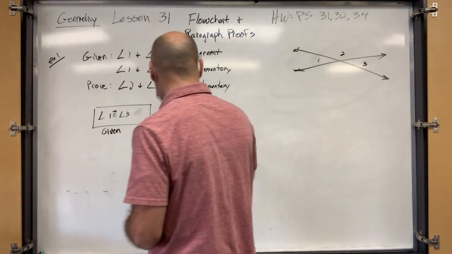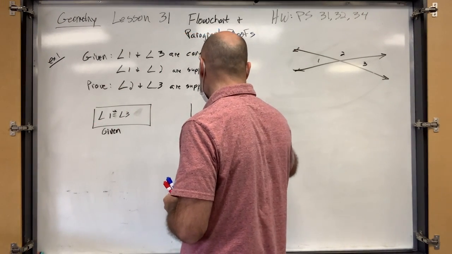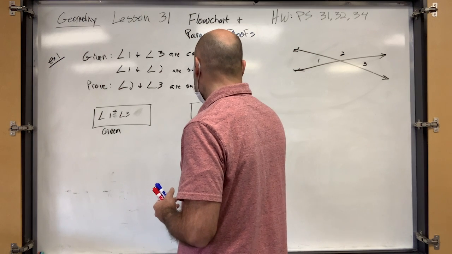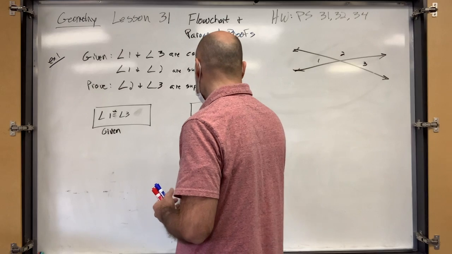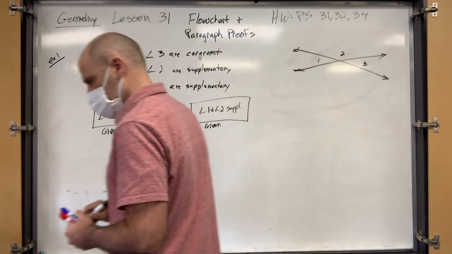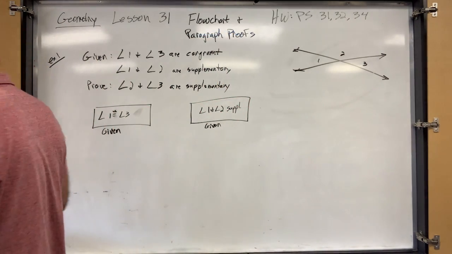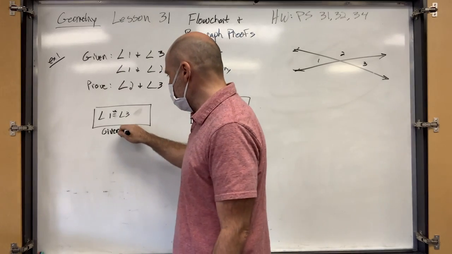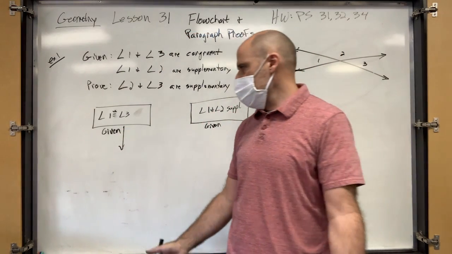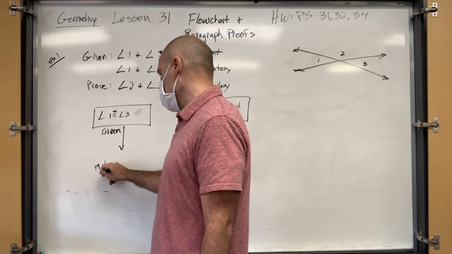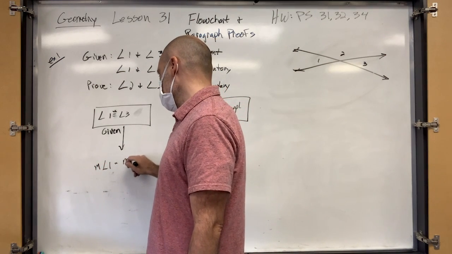The other thing that's given is another part of my flowchart: angle 1 and angle 2 are supplementary. Why? Because it's given. Okay? So here's what I can say. Here's what flows from this statement. The measure of angle 1 equals the measure of angle 3.